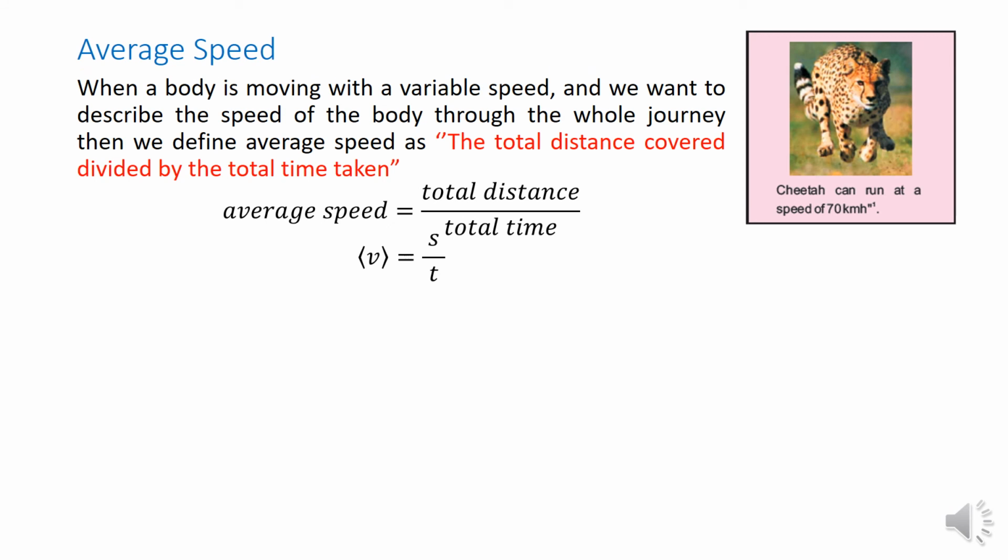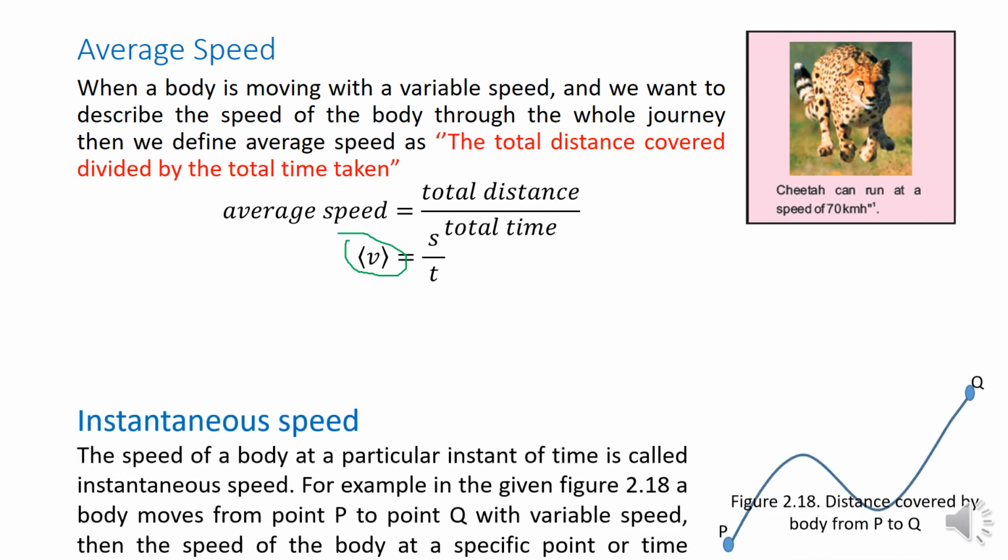Average speed. When a body is moving with a variable speed and we want to describe the speed of the body through the whole journey, then we use the term average speed, which is the total distance covered divided by the total time taken. The average speed is usually represented by V enclosed in these brackets.